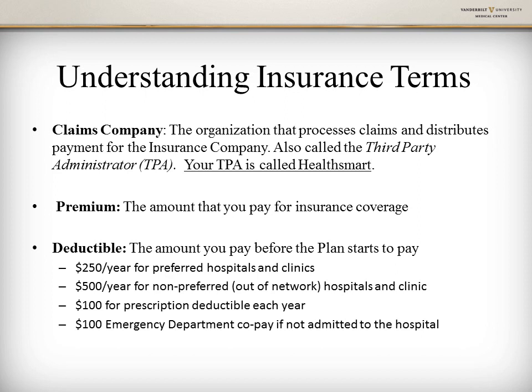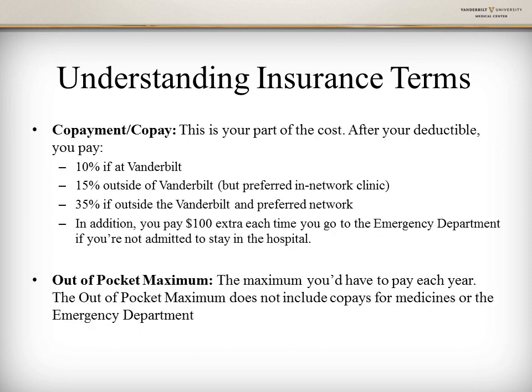In addition, you will have a separate prescription deductible. So the first time you go to the pharmacy at the beginning of the insurance year, you will first pay $100 for your prescriptions, and after that you will have lower prices for your prescriptions. So the part that is your part is called the copayment or copay. After you do your deductible, then your insurance will kick in.